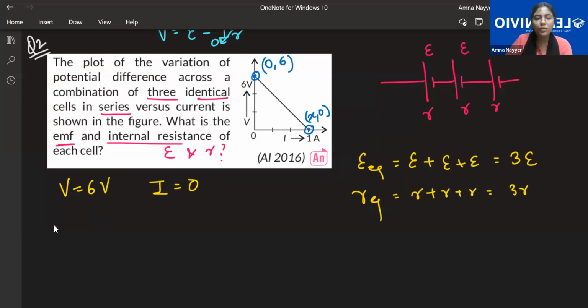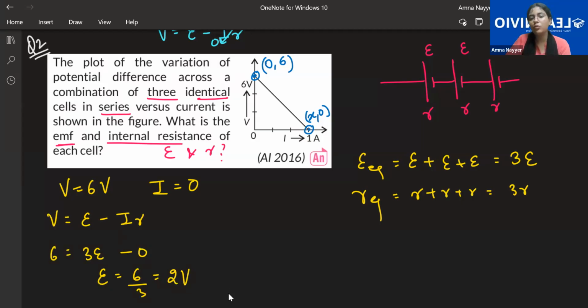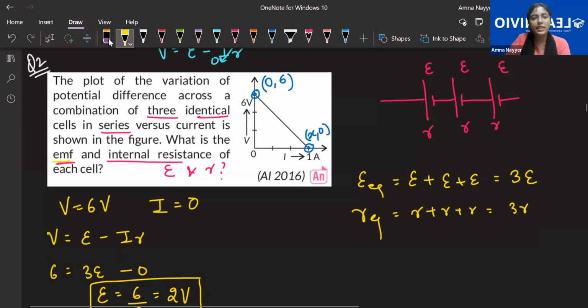So if I put the value V is equal to E minus IR, voltage is 6, EMF is 3 times E, minus IR. This whole term is 0. So look, EMF is equal to 6 by 3, that is equal to 2 volt. So we have got the value of the EMF as 2 volt. This is done, EMF. Let's come to internal resistance. Let's take this value. Now, instead of making it as x, I am putting its actual value. It's given on the graph as 1.